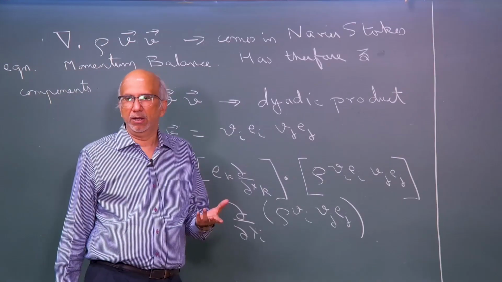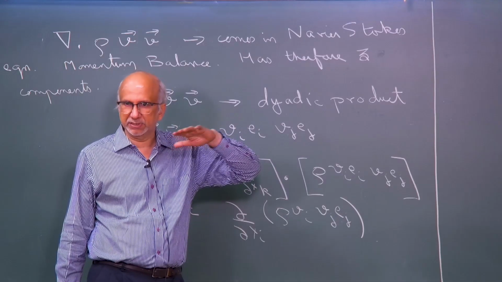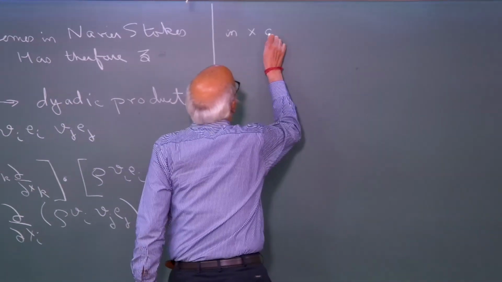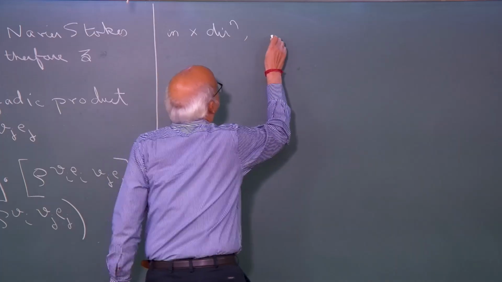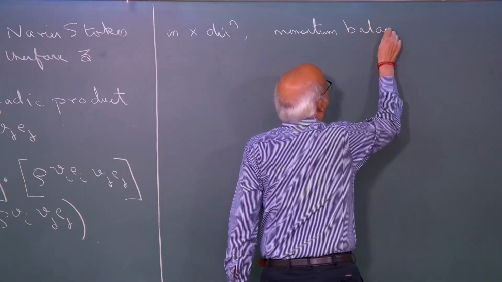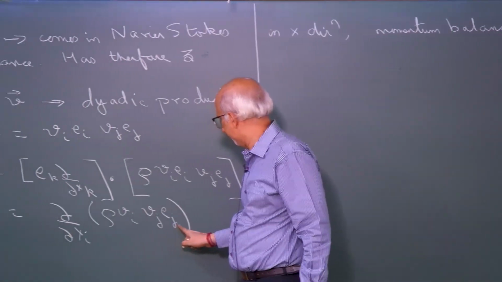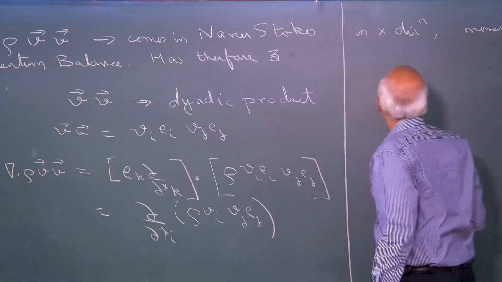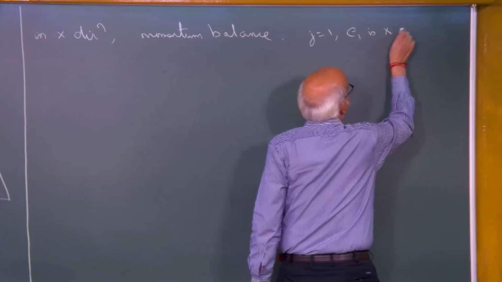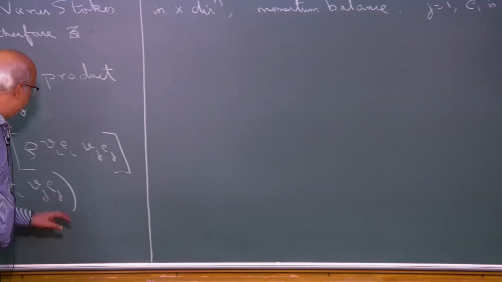So, rather than write all the 9 terms, my interest is in writing the momentum balance in each direction. Okay. So, in the x direction, momentum balance, what is going to be the unit vector in the x direction? It is going to be E1. I am going to put, instead of j here, j will be 1. j equals 1, since E1 is the x direction. Okay. So, I am just putting j equal to 1 here.